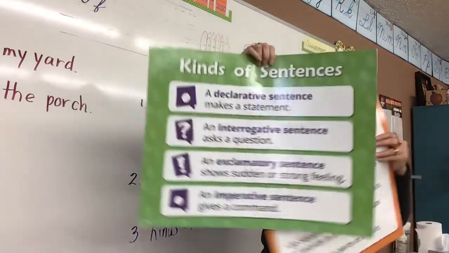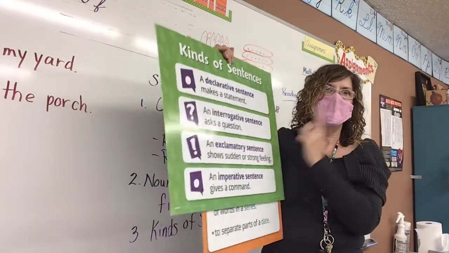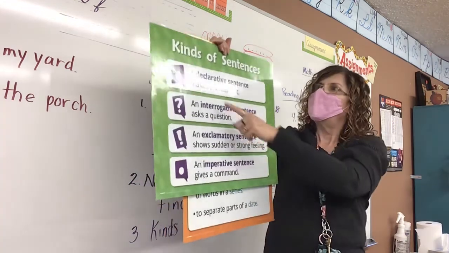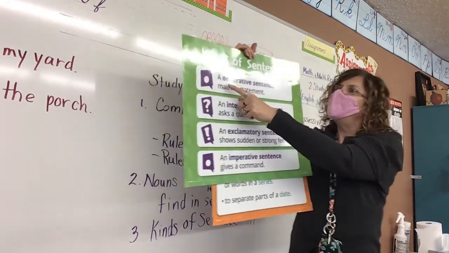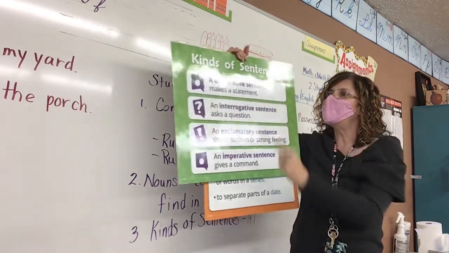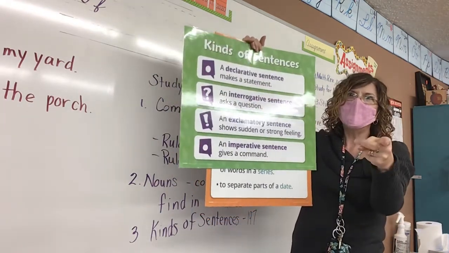All right, now let's do types of sentences. Eyes up here, please. Noses covered. All right. First type of sentence, kind of sentence, is declarative. Makes a statement. Ends in a period. Get where you can see, please.